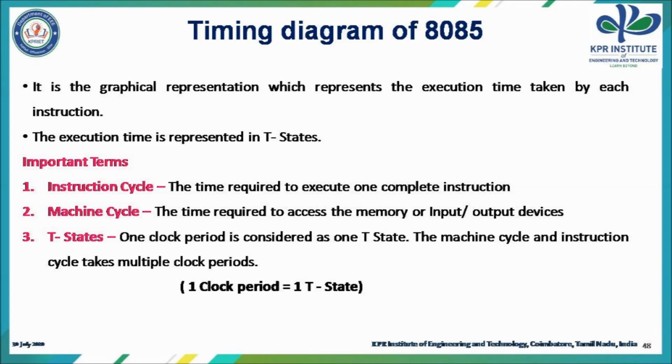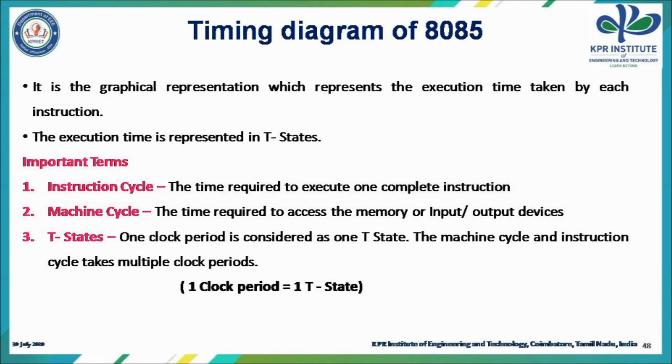Now let us see the timing diagram of 8085 processor. Timing diagram is nothing but the graphical representation of the operations that are taking place inside the processor. This execution is represented in the form of T states. Some of the terms to be remembered to draw the timing diagram of 8085 are instruction cycle, machine cycle and T states. Instruction cycle is the total time required to execute a complete instruction.